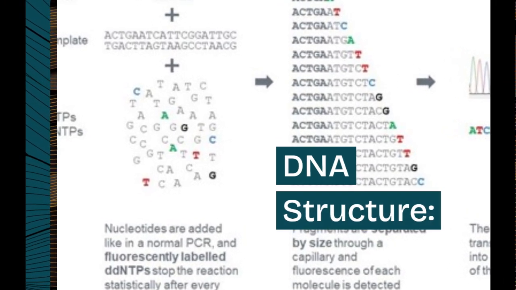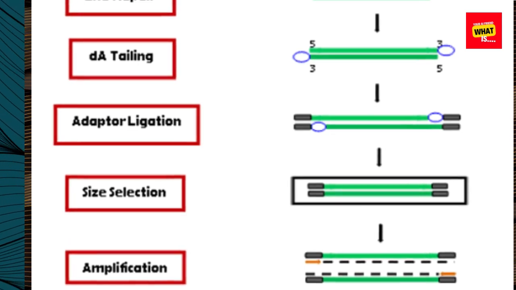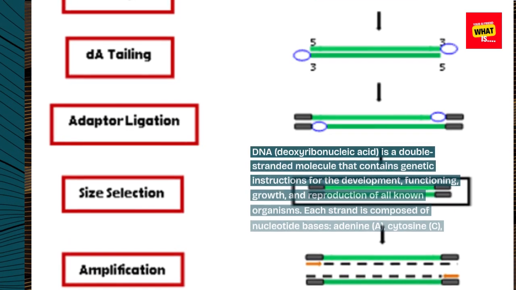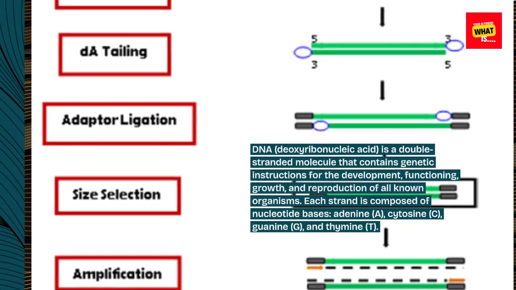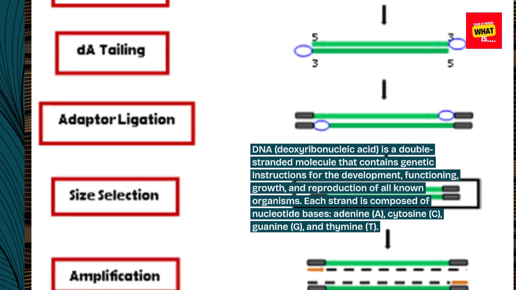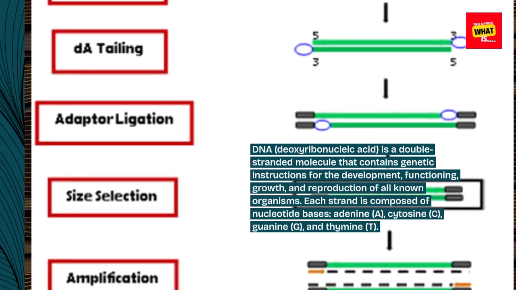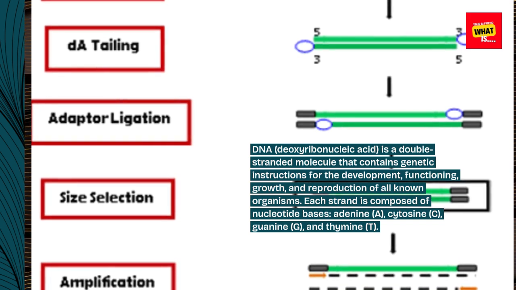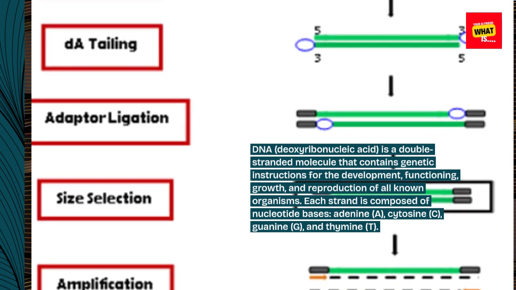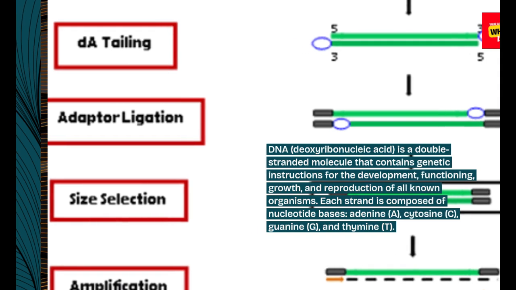DNA structure. DNA, deoxyribonucleic acid, is a double-stranded molecule that contains genetic instructions for the development, functioning, growth, and reproduction of all known organisms. Each strand is composed of nucleotide bases: adenine (A), cytosine (C), guanine (G), and thymine (T).